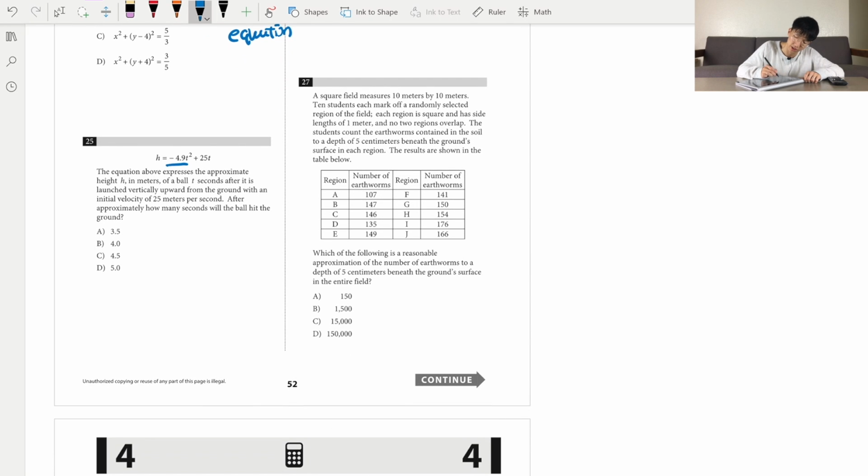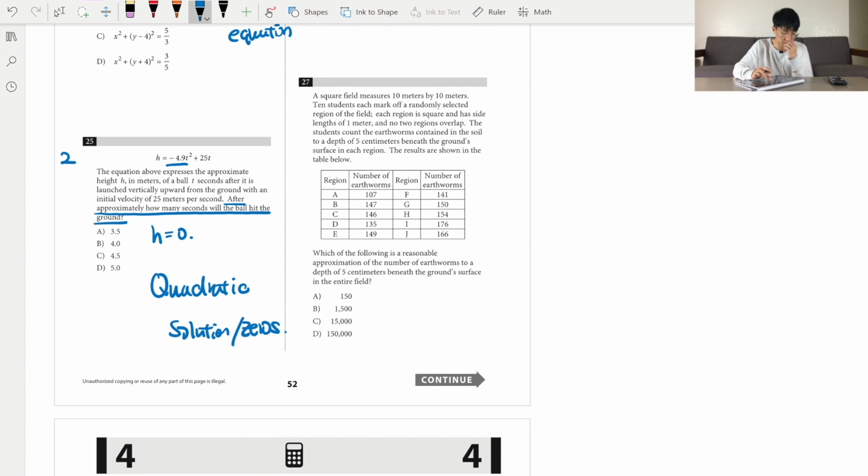I see a quadratic, and after approximately how many seconds will the ball hit the ground? So probably h is a height, and when it hits the ground, h is equal to 0. So it's a quadratic and solution or zeros. Difficulty level 2.